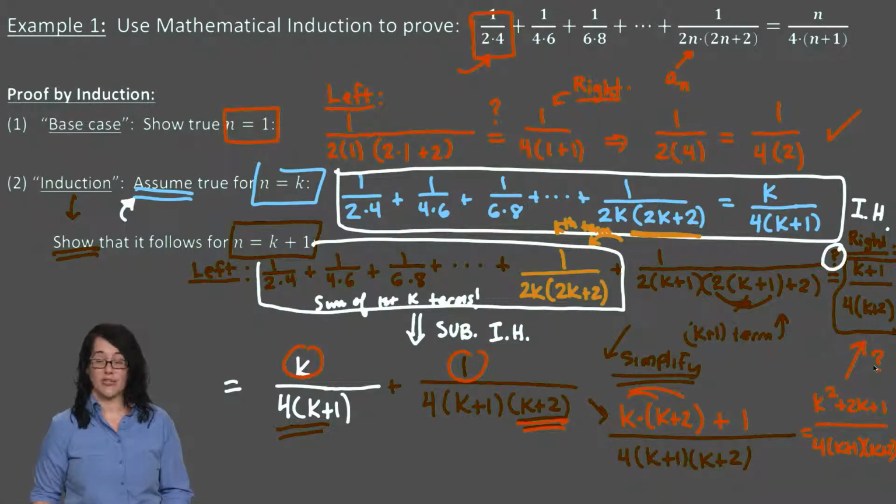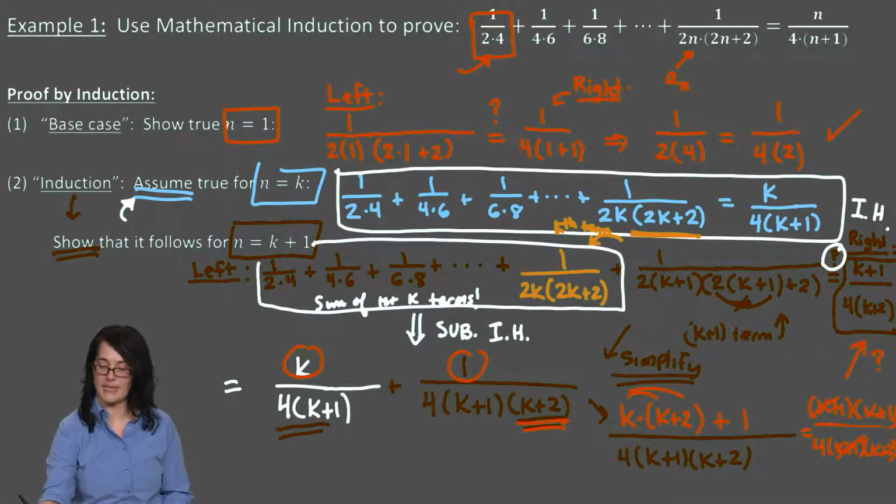Well, can you factor k squared plus 2k plus 1? Take a moment. Feel free to pause the video. That's right. That's k plus 1, isn't it? Well, what can we do next? Well, yeah, we can cancel. So if we cancel correctly, we would just have k plus 1 on top and 4 copies of k plus 2 on the bottom.